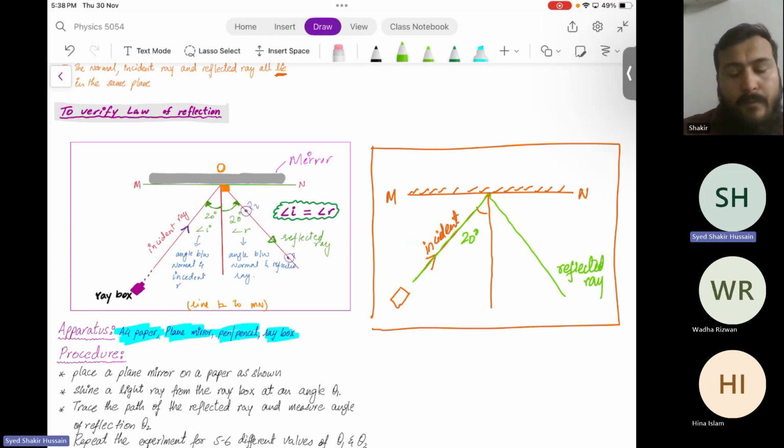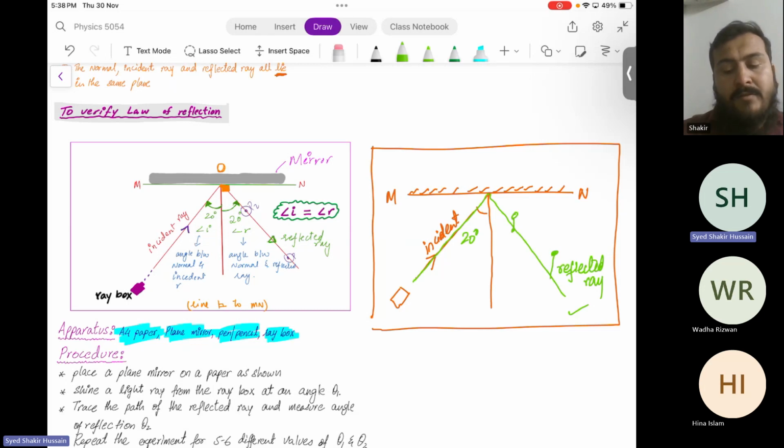Now, if I remove the ray box, will this ray be there? No, this will fade away. It will no more exist. So I have to trace its path. What I'll do, I'll pick two optical pins and place them on this ray.